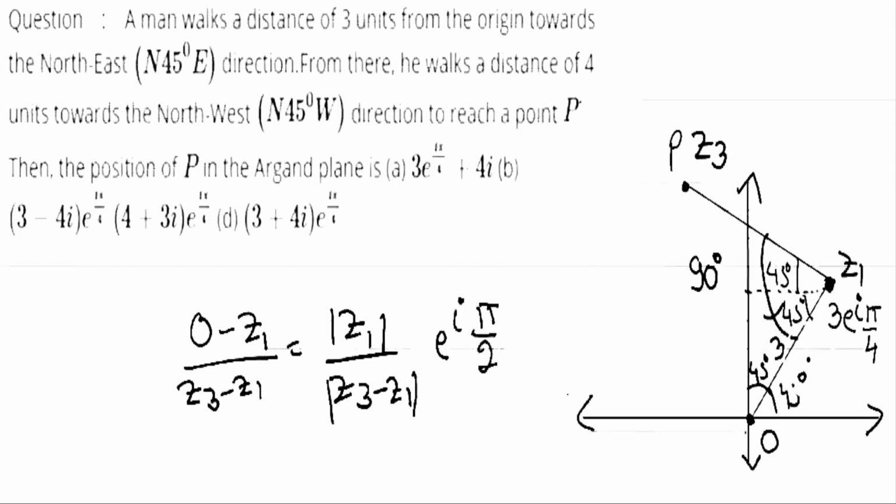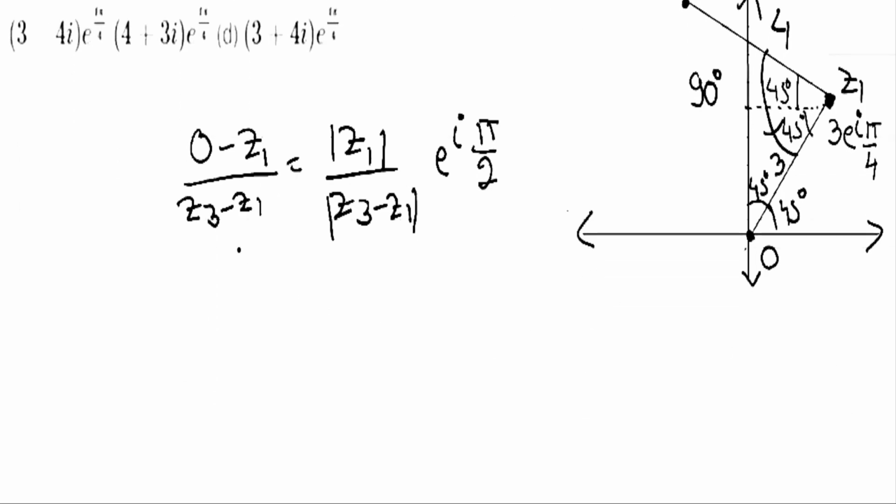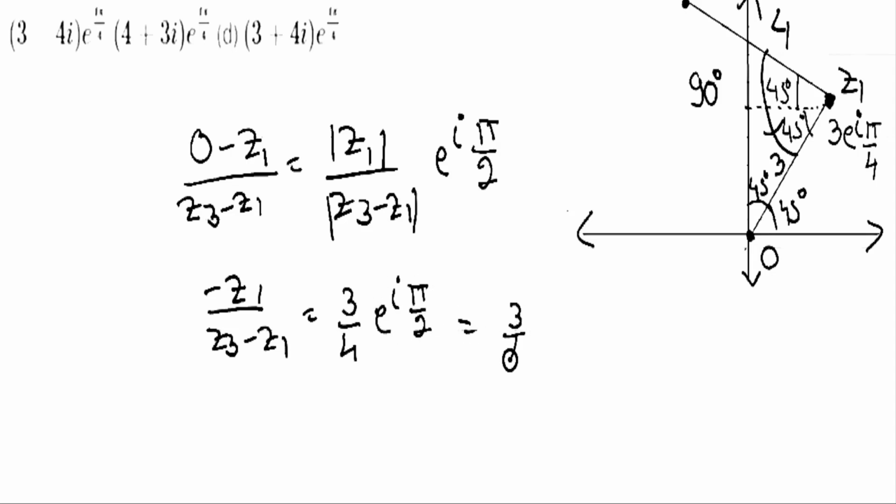Now, z2 minus z1 is given to me as 3, and z3 minus z1 is given as 4 in the question. What I am doing here is just substituting the values and obtaining my results. So (z3 minus z1) upon (z2 minus z1) is equal to 3 upon 4 e raised to the power iota pi by 2, or I can say this comes out to be 3 by 4 iota.